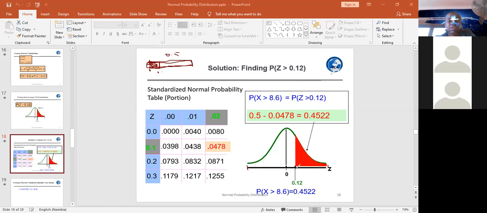You understand that? So it's the same concept. You can apply the same concept: if from the table we are getting this area here, of which we know from this part all the way is 0.5, we can take 0.5, that half, minus this section that we don't want, even though we are getting it from the table, so that we can get what we want. So that probability is 0.4522. I hope that is clear. No?